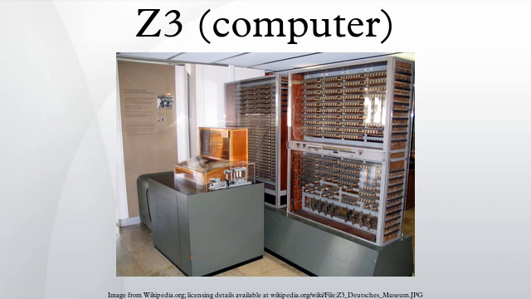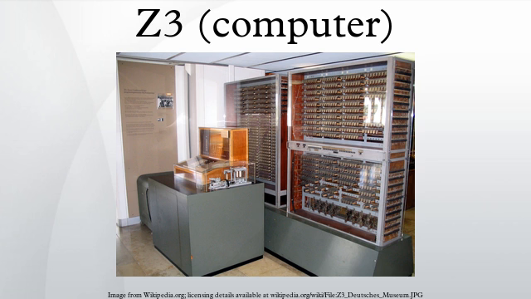The Z3 was completed in Berlin in 1941. The German Aircraft Research Institute used it to perform statistical analyses of wing flutter. Zuse asked the German government for funding to replace the relays with fully electronic switches, but funding was denied during World War II since such development was deemed not war important.